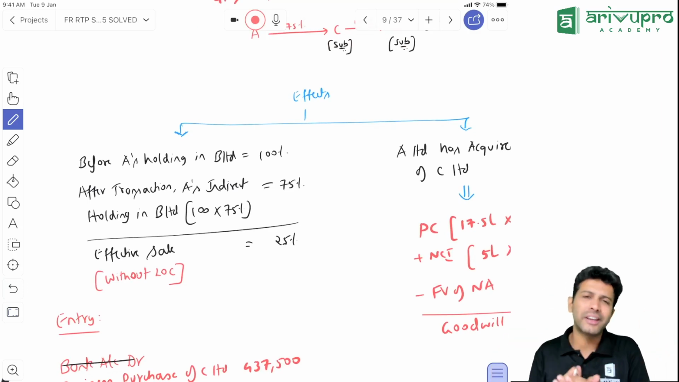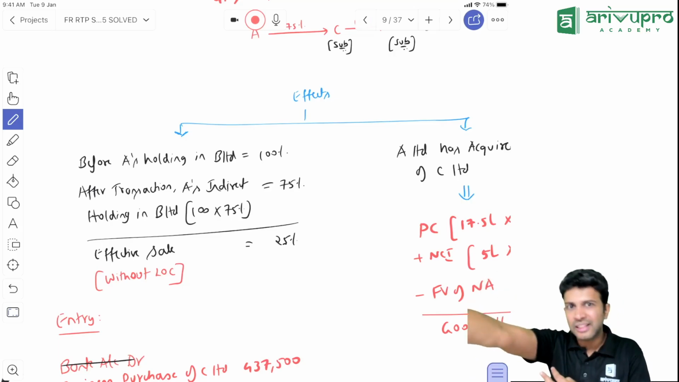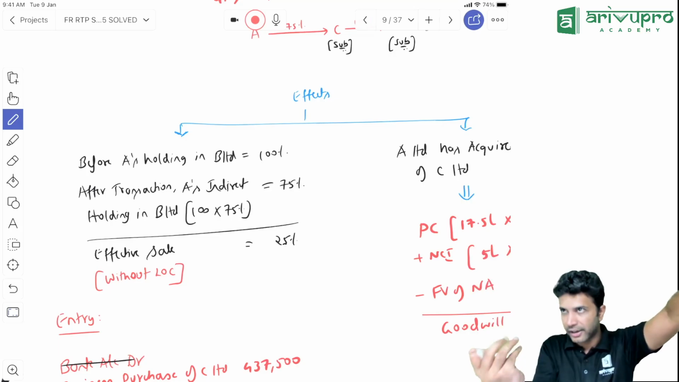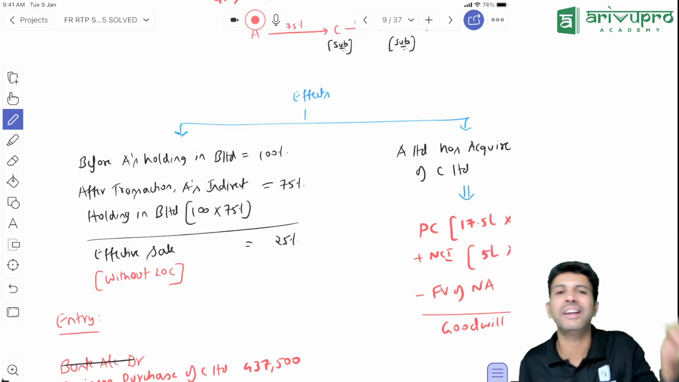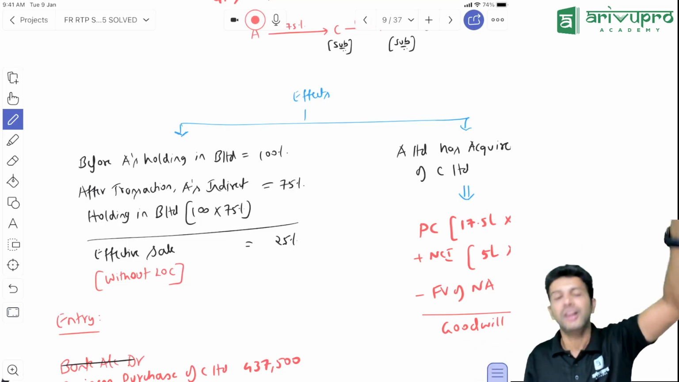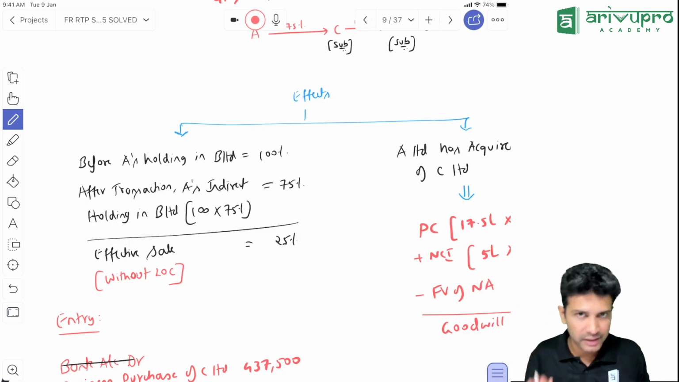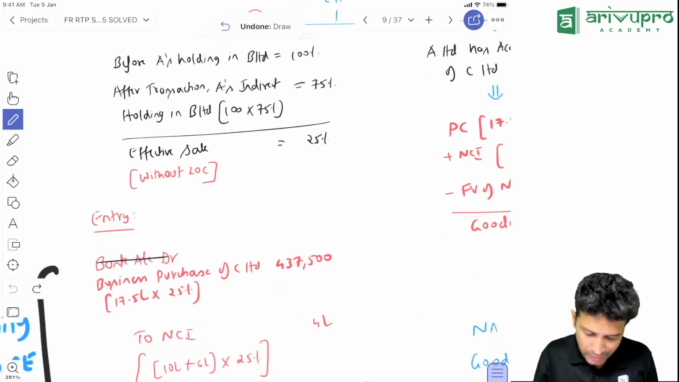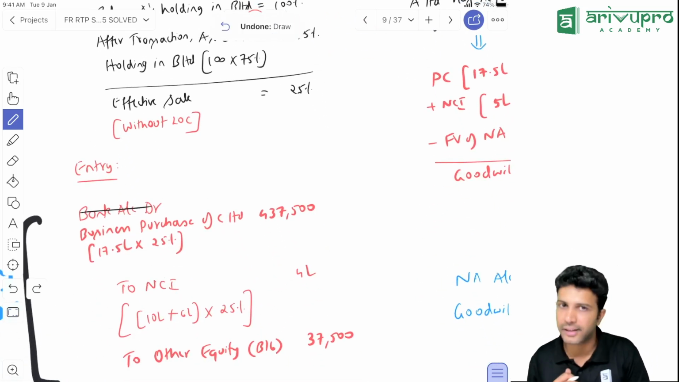Okay. What is the entry? Normally, when we sell the stake without losing control, the entry we pass is bank account debit. Our stake will reduce, but NCI stake will increase. So the entry we used to pass is bank account debit, because when we sell, we receive money, to NCI account credit, because NCI stake will increase. The balancing figure used to be other equity. Bank debit, NCI credit, balancing figure other equity.